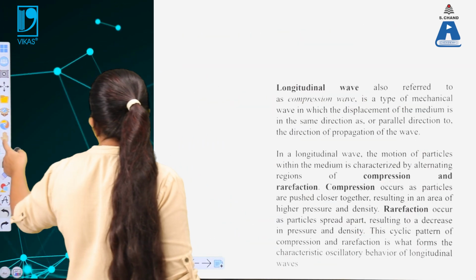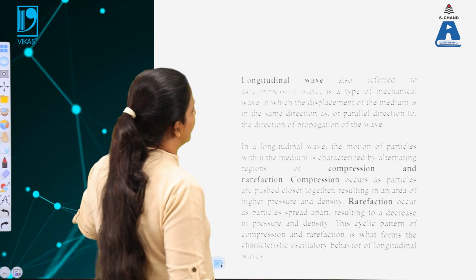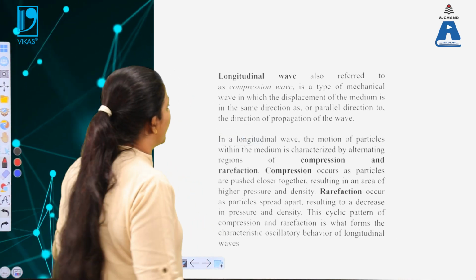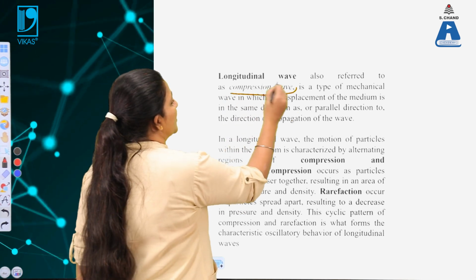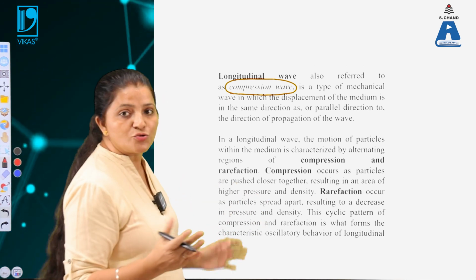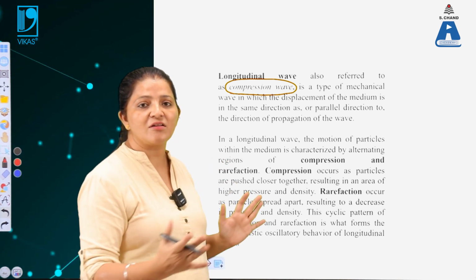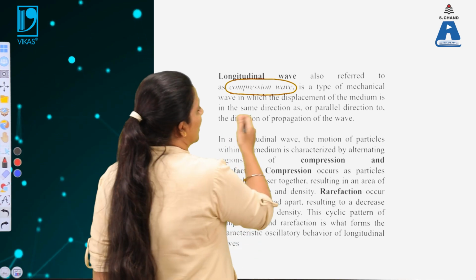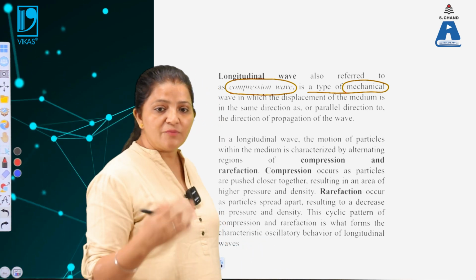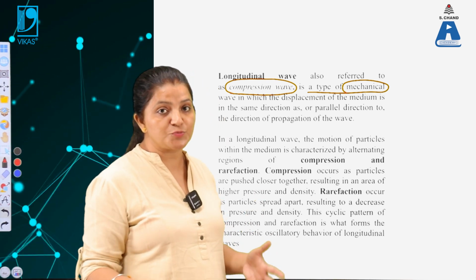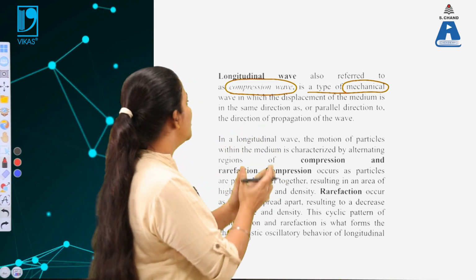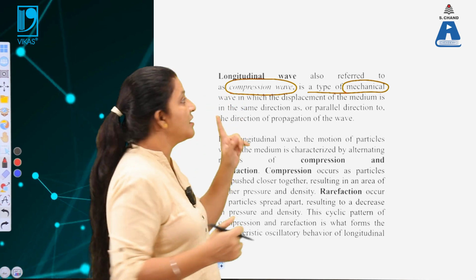Okay. Now, longitudinal waves can also be defined as compression waves, because compression of the spring is done here. That is an important factor. There is compression of the spring and rarefaction of the spring. These are a type of mechanical wave. Why? Because some force is applied on the spring. The spring is either stretched or compressed. That is why these are called mechanical waves.